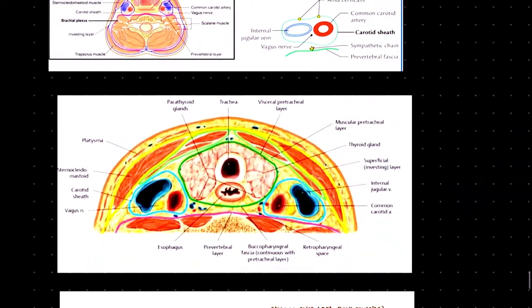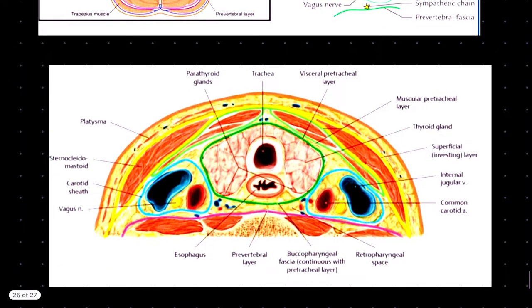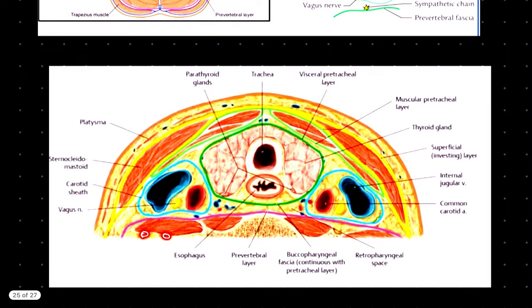Now this is the diagram. In this diagram we are going to see everything that we discussed. Here we have the brachial plexus. In between, what is this? Scalenus anterior. Below there was scalenus medius. We have the vagus nerve right here, right? And above these we were having the ansa cervicalis. It is not shown here.